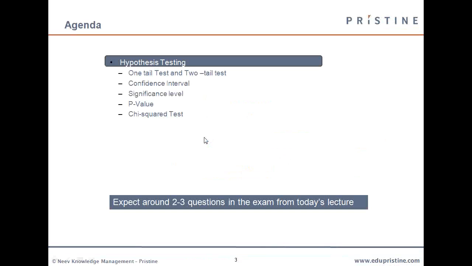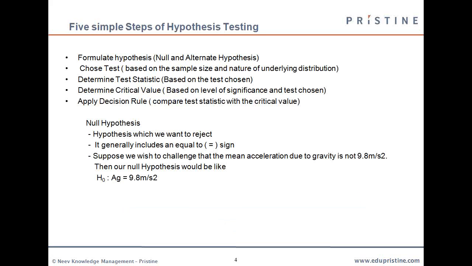So the topic covered today would be hypothesis testing. We'll cover all the basic concepts in this topic. We'll primarily focus on one-tail test and two-tail test, confidence interval, significance level, p-value, and the chi-square test. All these are very important as far as the CFA and FRM exams are concerned. We can expect around 2 to 3 questions in the exam from today's discussion.